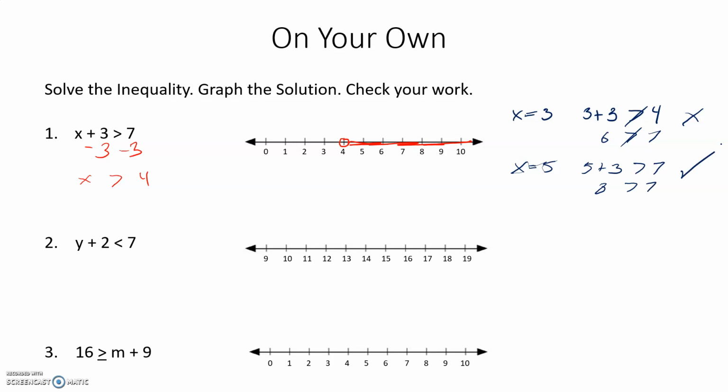All right, number 2. y plus 2 is less than 7. All right, so let's give that a shot. y plus 2, take away 2, take away 2. So I'm left with y that is less than 5.